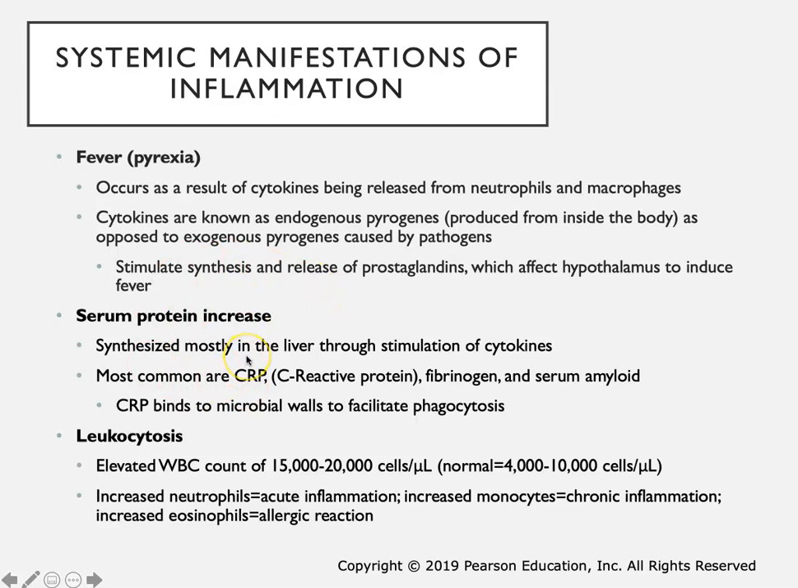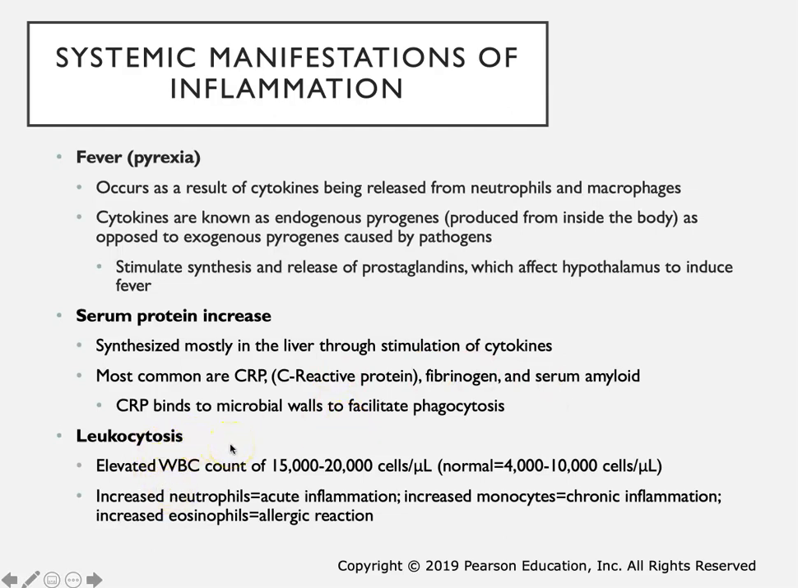An increase in serum proteins, right? So again, one of the common ones is C-reactive protein. If we looked in the blood and we saw elevated levels of C-reactive protein, it indicates that there is inflammation going on, okay? And again, these are stimulated by cytokines as well. Some other examples, fibrinogen and serum amyloid are also two other examples of serum inflammatory proteins, I guess.